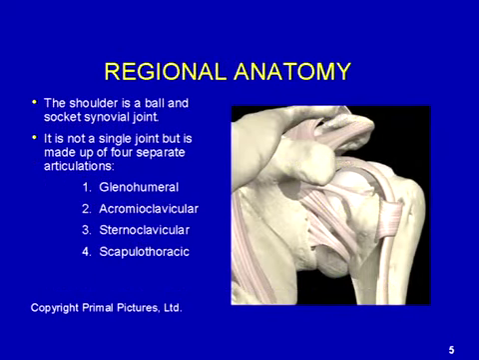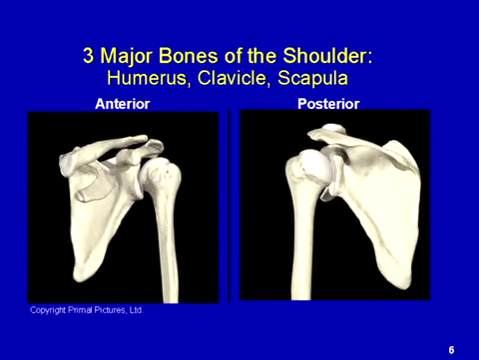The shoulder is a ball and socket joint, and it's not a single joint, but it's made of 4 separate articulations. In this slide, you can see the glenohumeral joint and the acromioclavicular joint. Not shown on this image is the sternoclavicular joint and the scapulothoracic joint, which will be posterior to this image. The 3 major bones of the shoulder include the humerus, the clavicle, and the scapula. And in this image, you can see the anterior and the posterior orientation of those bones.